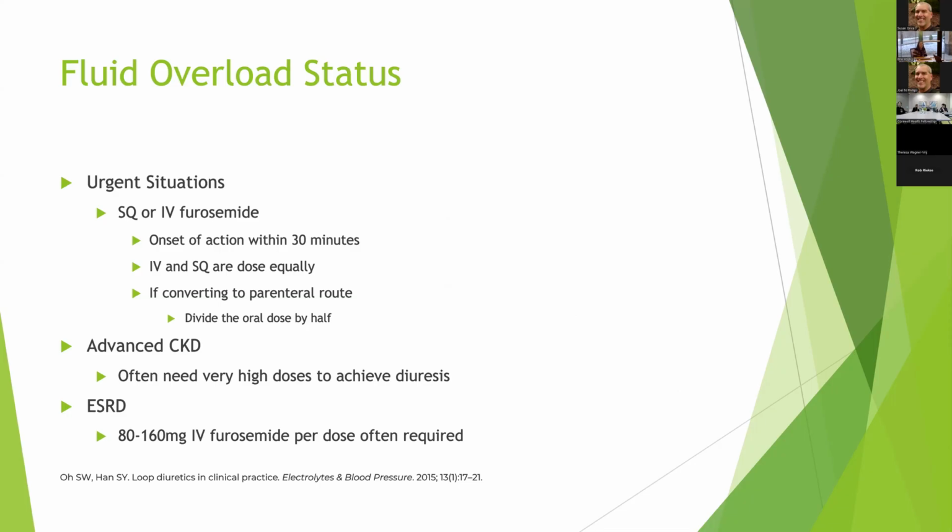And then this idea of those more urgent situations: you've got somebody maybe on GIP status, so you have a few more resources wherever they might be. You can think about using sub-Q or IV furosemide, with onset of benefits within 30 minutes, so pretty quick. You dose those equally, whether it's IV or sub-Q. And if you're converting from the oral dose, you want to divide the oral dose by half.